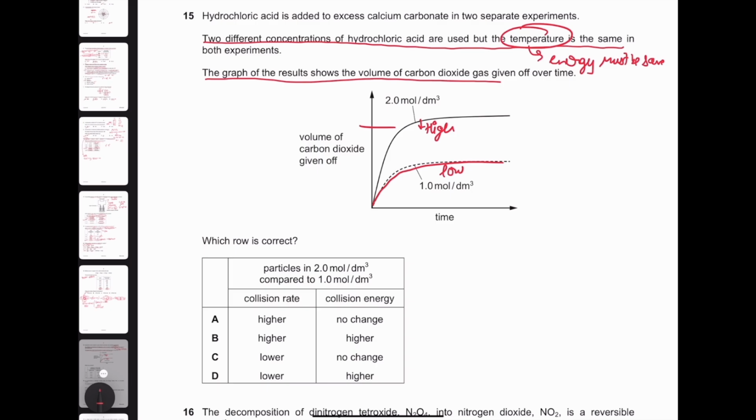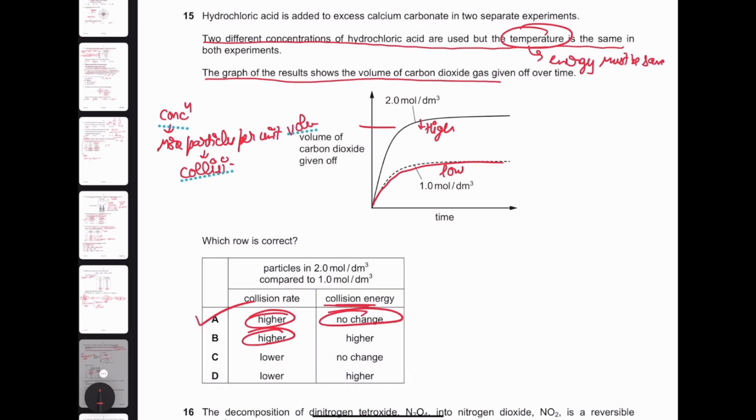Alright, now we know that when concentration increases, you have more particles per unit volume, right? This is what concentration increases means. You have more particles per unit volume, so definitely the collision rate will increase, the frequency of collisions will increase. So it should be out of A and B. What about the energy? The energy stays the same, so the answer is A. It appeared like a difficult question, but it's very simple. Temperature is the same, so energy is the same. Concentration is increasing, so more particles per unit volume, collisions will also increase. Answer is A.